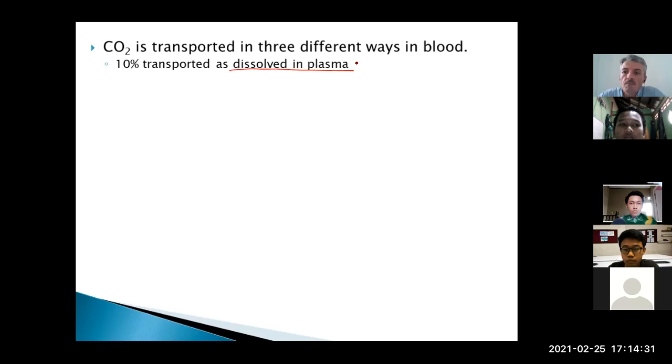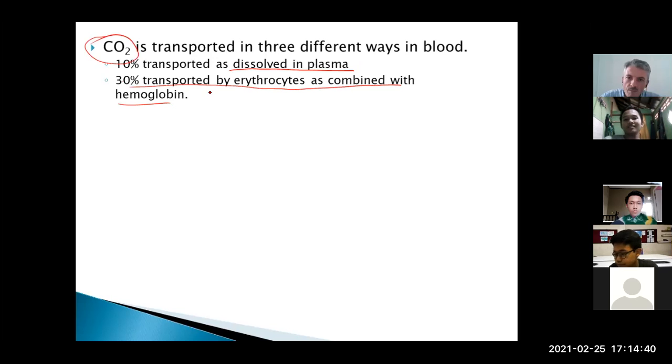Dissolved in plasma, just like men jumping in water. And then they take a chair and go like that. 30%. The combination of hemoglobin plus CO2 is called carbaminohemoglobin.